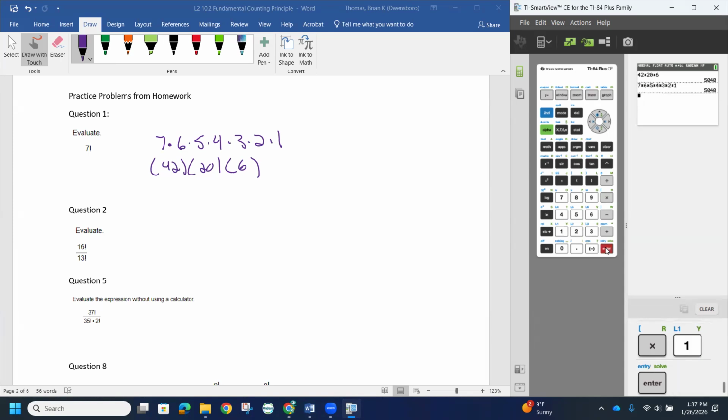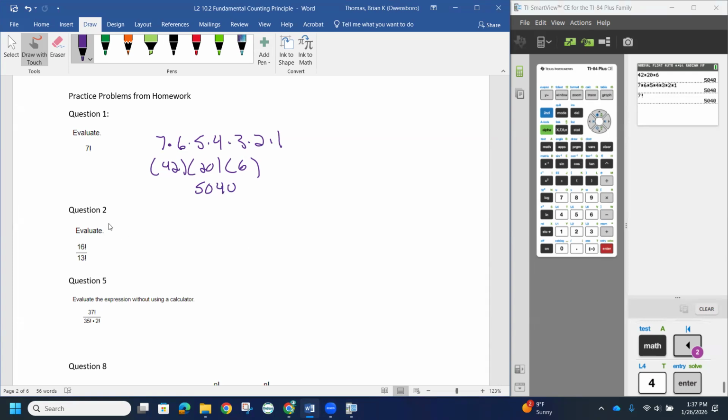7, 6, 5, 4, 3, 2, 1 looks good. Notice how I would get the answer that way. Notice how there's also a shortcut on the TI-84: I can hit the 7, go to math, go to probability with your directional pad, find that exclamation point, number 4, and that should mean the same thing. So 5,040 would be the answer. So there's a couple ways of doing it. I could do a little bit of math on paper and let the calculator do the rest of it, or let the calculator do all of it.